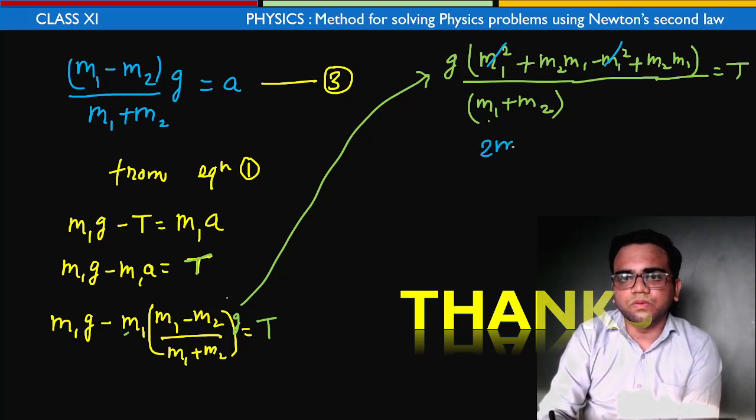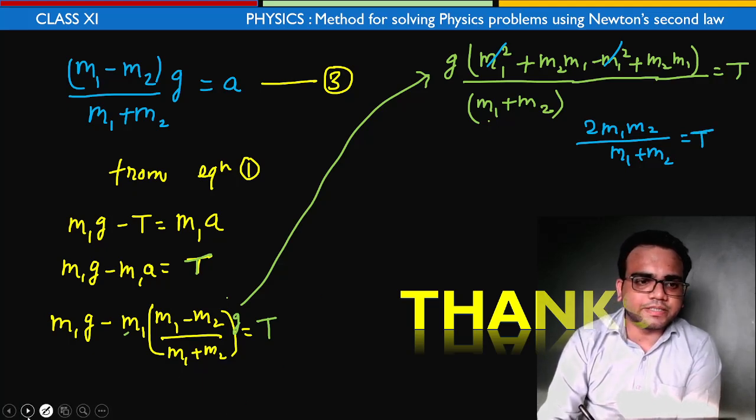You will get 2 m1 m2 into g upon, I think you can see. Okay, 2, what will we get? 2 m1 m2 upon m1 plus m2 is equal to T. So the task that we had, we have completed that.